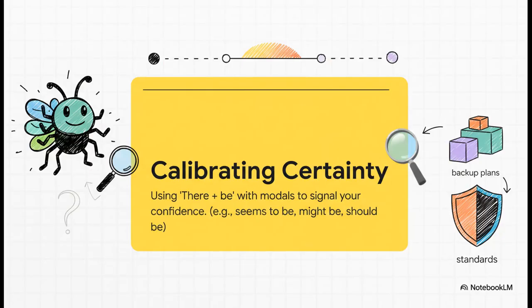And this is how you calibrate your certainty as a leader. "There's a bug" is a fact. But "there seems to be a bug" signals you're reporting evidence, but you're not 100% sure yet. "There might be a bug" acknowledges a possibility. And "there should be a backup plan" states a clear, professional expectation. This is precision in action.